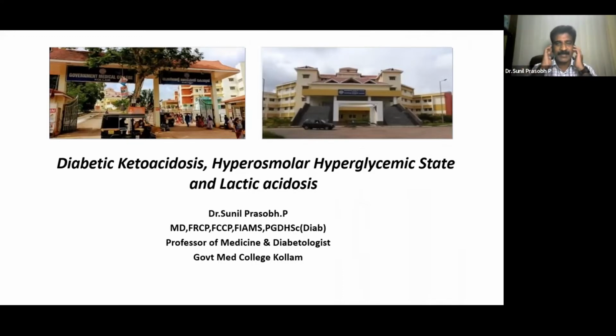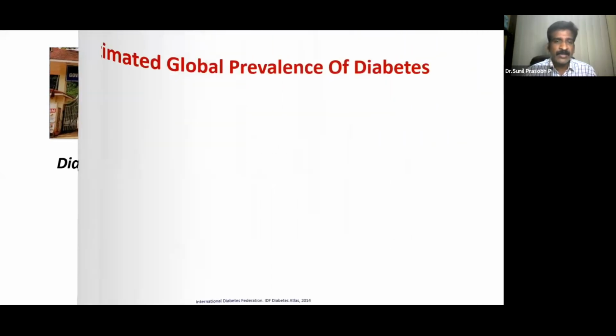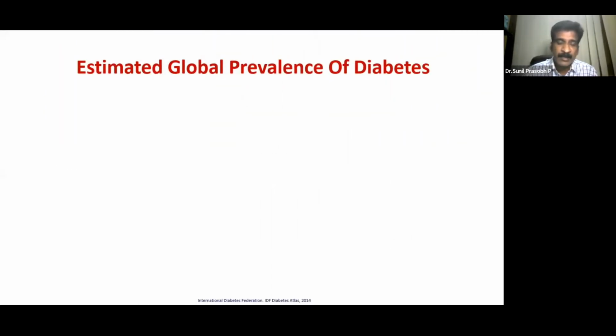Okay. First of all, let me extend my sincere thanks to the Kerala chapter RSSDI for this invitation and the opportunity. Chandri Madam, Suresh Sir, Prashant, and Vijay Kumar Sir, thank you for that introduction. Another thing is that my close friend Dr. Aravinda is also here to share the talk with me. It is a fantastic opportunity. I will be dealing with diabetic ketoacidosis, hyperosmolar hyperglycemic state, and lactic acidosis. As we all know, diabetes is growing in epidemic proportions.